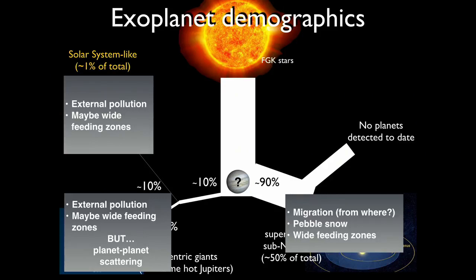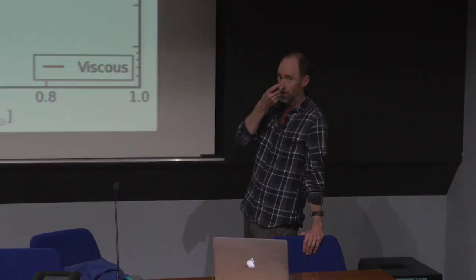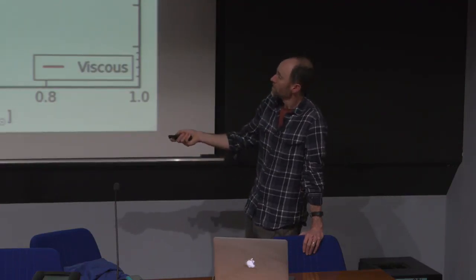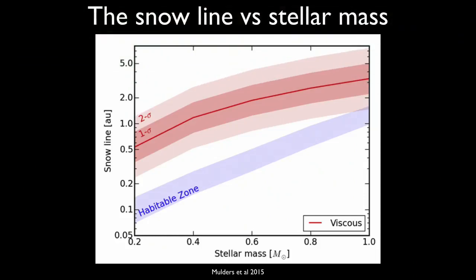And as a very final thing, there are some simple arguments you can make in terms of how this would depend on the type of star. So as a function of the mass of a star, the sun being here, this shows the position of the snow line, or basically the orbital distance of different things. The habitable zone is shown in blue, and the position of the snow line, for certain assumptions at certain times, is shown in red.